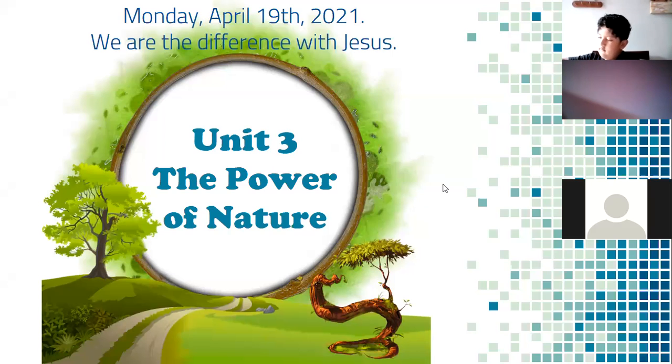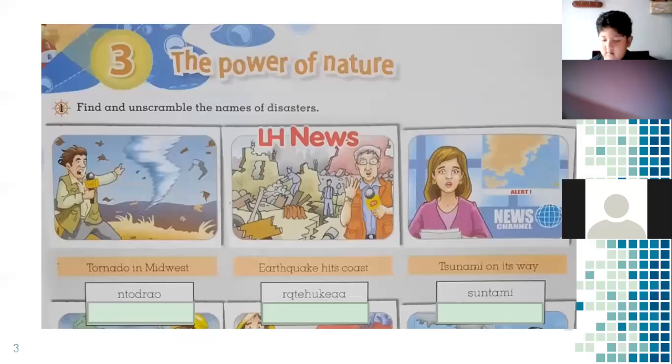Be ready with your book. This one is on page 24, Unit 3, the power of nature. In that unit, we talk about different vocabulary related to natural disasters, and also adjectives that describe the natural disasters. The first exercise says that you find and unscramble the names of disasters. These are news headlines. You know that news in Spanish means noticias. So this is a documentary or news related to that. Let's start.